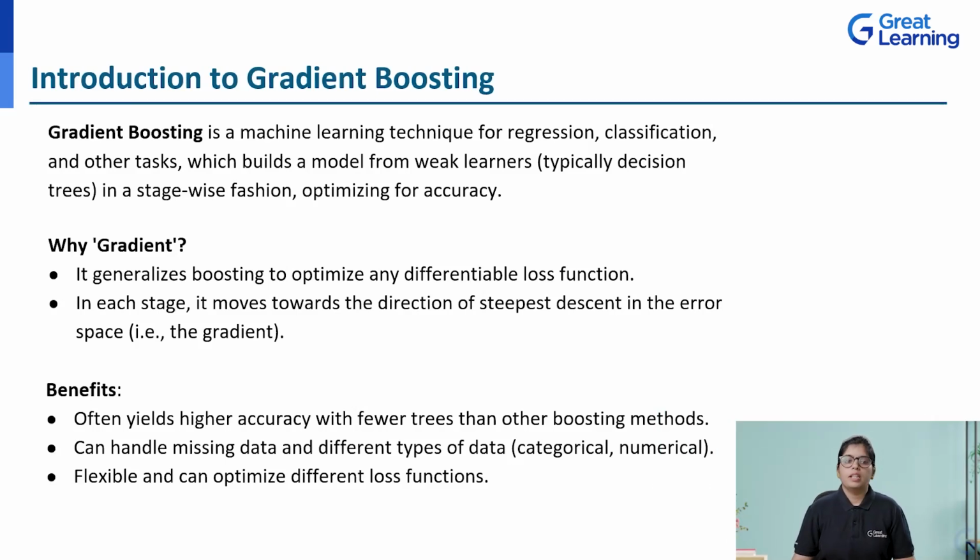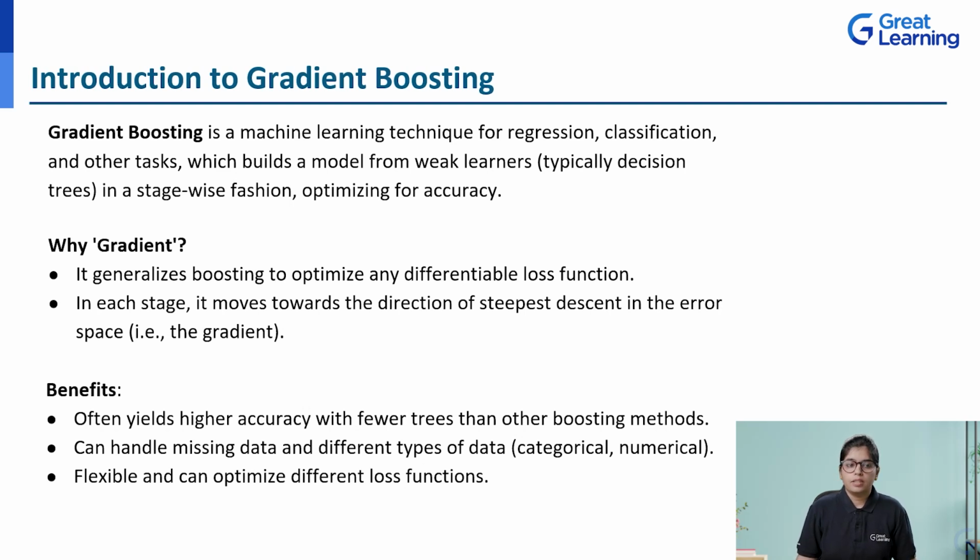First we'll understand gradient boosting. The meaning of gradient boosting here is that it is a machine learning technique for regression and classification and other tasks. It means you can use it in regression, and you can use it for classification tasks also. It builds a model from weak learners, typically decision trees as mentioned here, in a stage-wise fashion, optimizing for accuracy. So this is gradient boosting, quite similar to XGBoost, but then why are we focusing today in this session on XGBoost? That we'll discuss.